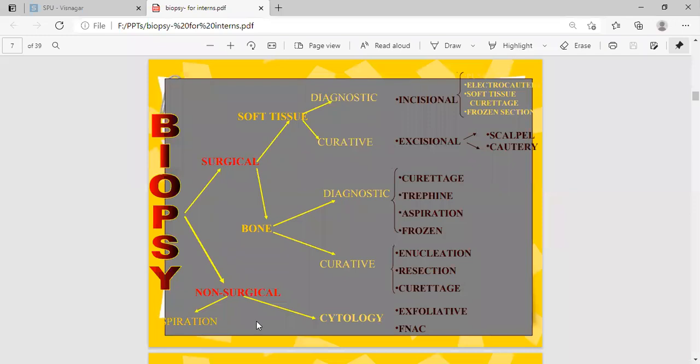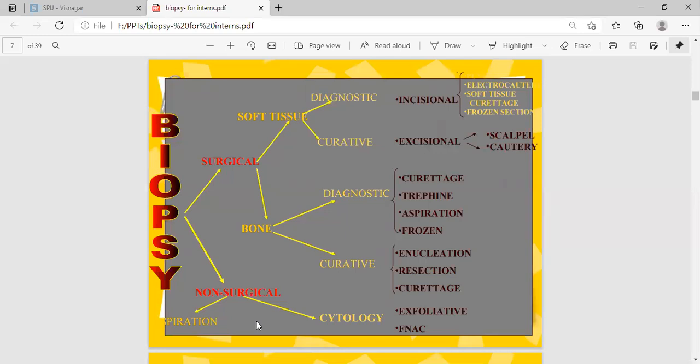So when you want to diagnose any lesion, you will go for incisional biopsy. And when you want to treat a soft tissue lesion, if it is a mucocele or fibroma, you don't want to take an incisional biopsy for diagnosis, because if it is a benign lesion, we want to go for a curative treatment plan. That is by use of scalpel or cautery. And in a bony lesion, we have diagnostic and curative procedures.